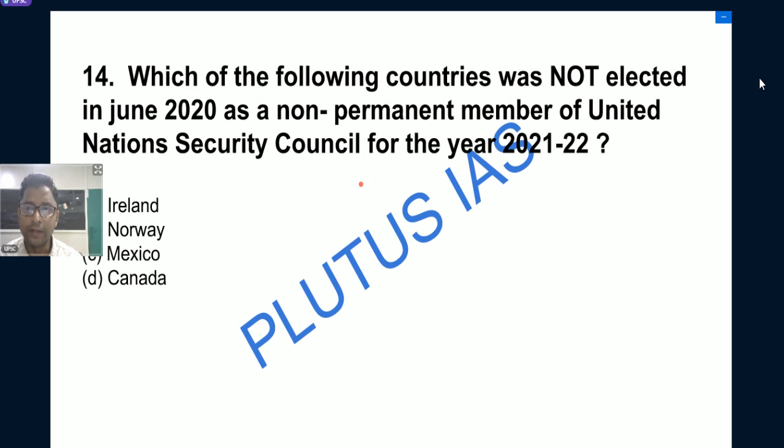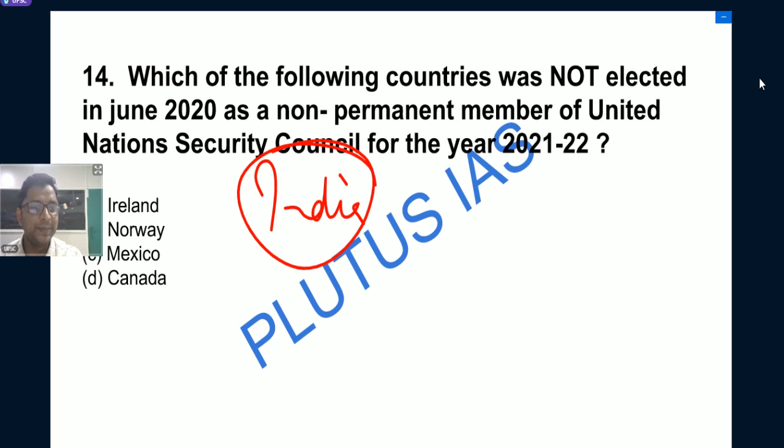Then next question, question number 14. Which of the following countries was not elected in June 2020 as a non-permanent member of the United Nations Security Council for the year 2021-22? So first of all, India was elected. We need to know this thing. And because India was elected, this question is here. And in addition to India, Ireland, Norway, and Mexico were elected. So the answer would be Canada, D.